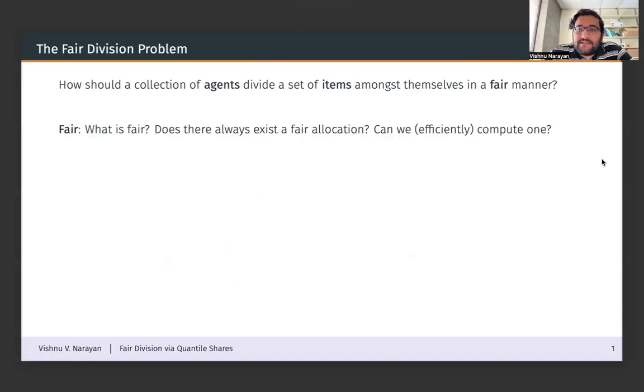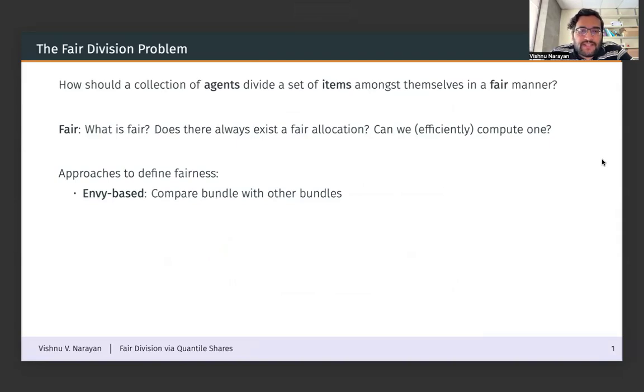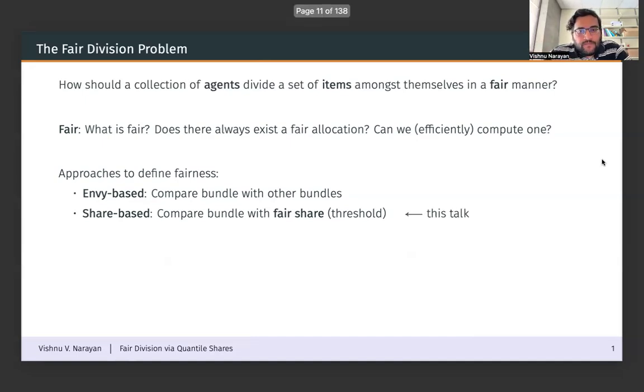So the fair division literature has two broad approaches to define fairness. They are envy-based fairness and share-based fairness. In envy-based fairness, an agent compares its bundle with the bundles of the other agents. And in share-based fairness, it compares its bundle with some fair share threshold to decide whether the bundle is fair or not. In this talk, we're going to focus on fair shares.